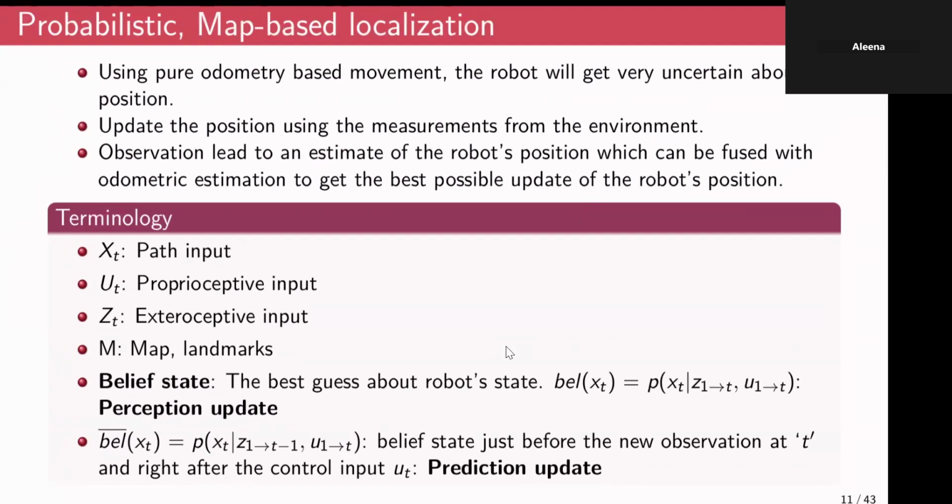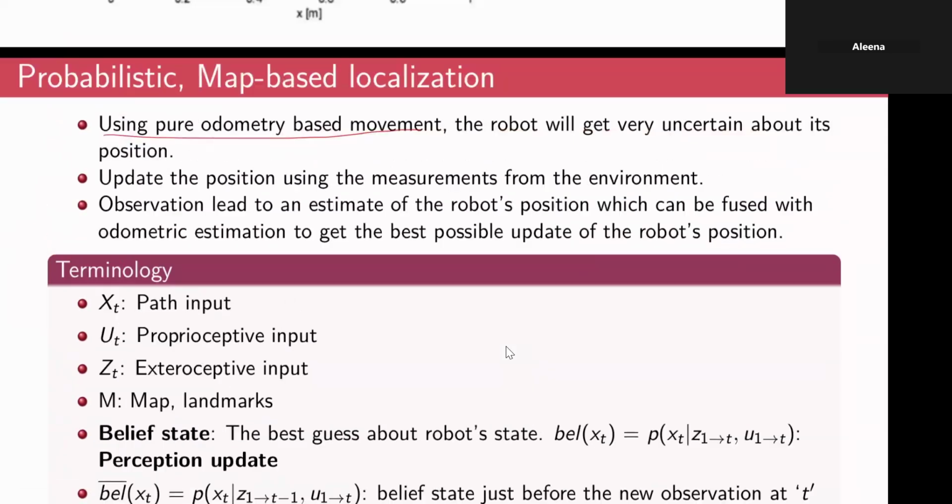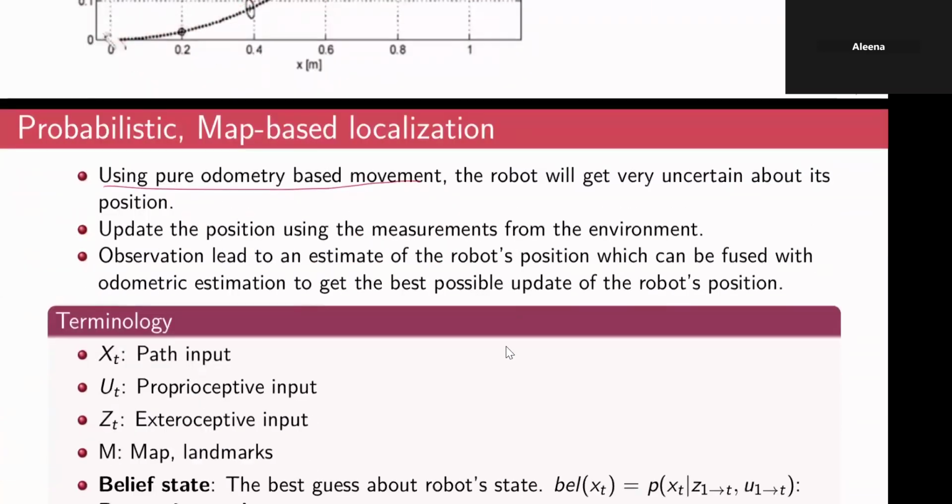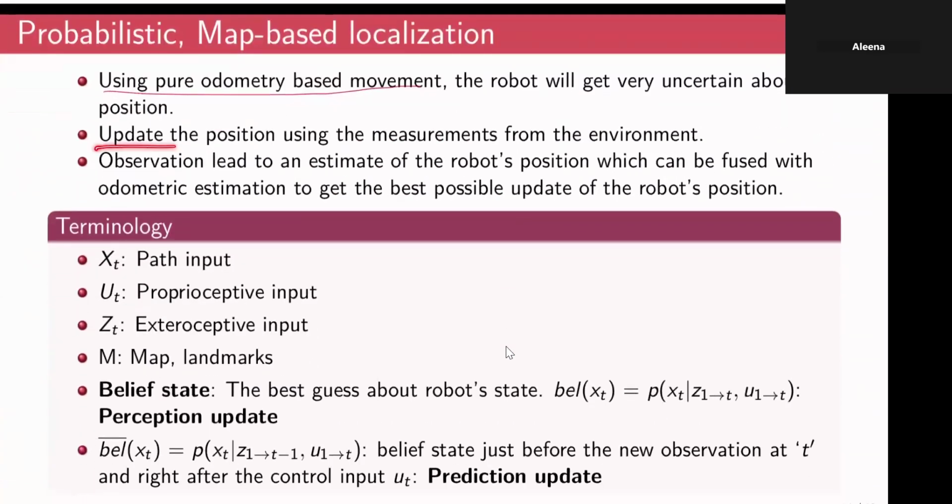So we'll see what these points basically say. Using pure odometry based movement, the robot will get very uncertain about its position, right? What we have seen over here was pure odometry. The errors keep on growing and growing and growing. So, update the position using measurements from the environment.